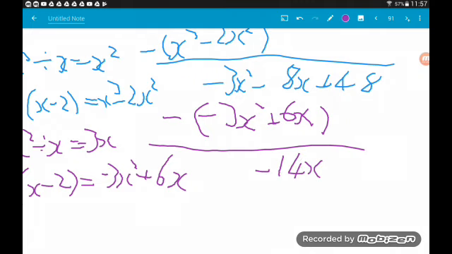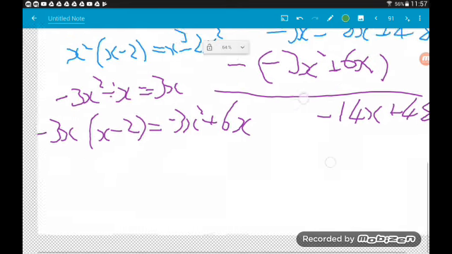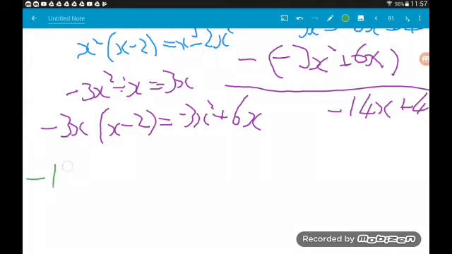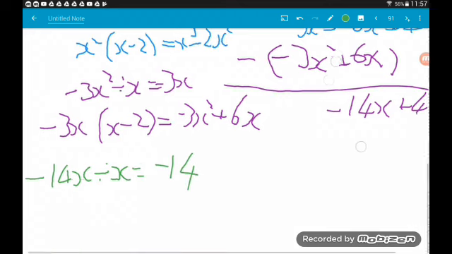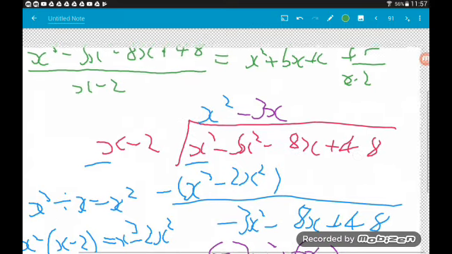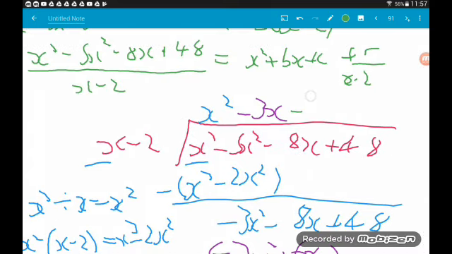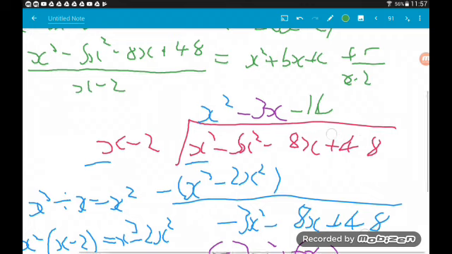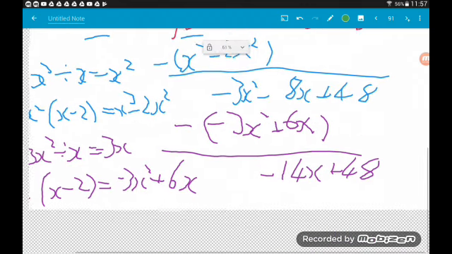And then the 48 falls down, so we got plus 48 at the end. Now we repeat that process one more time. So we now do minus 14x divided by x, which is minus 14. So that is the final term in the quadratic that we are looking for. Good times. So now we just need to go through and find the remainder.